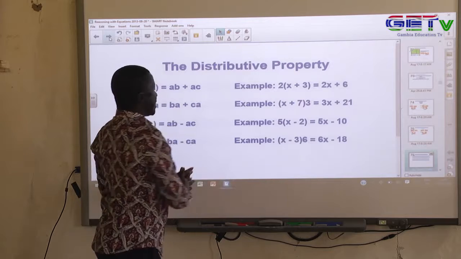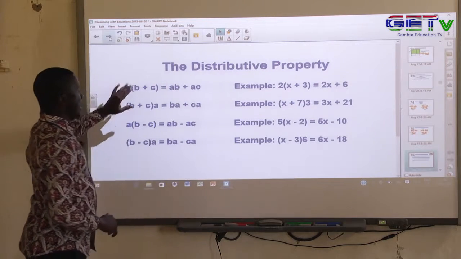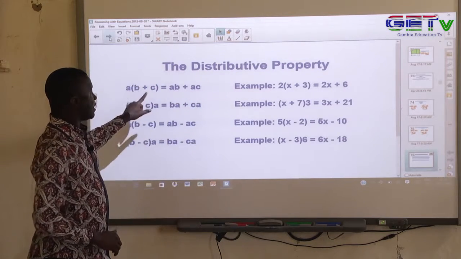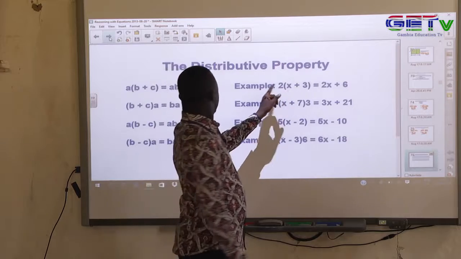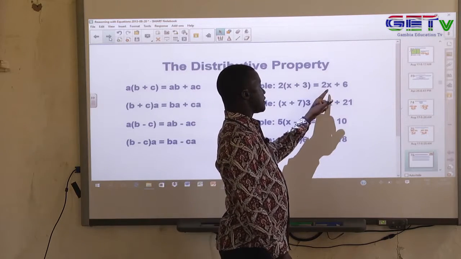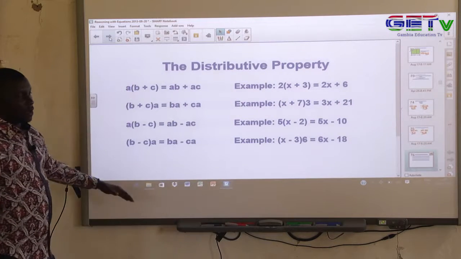This is just an example of all what we have been doing since we started distributive property. a into b plus c equals ab plus ac, expanded. Here, like 2 into x plus 3, if you expand it, you will have 2 times x, which is 2x, and 2 times 3, 6. The rest are done that way.